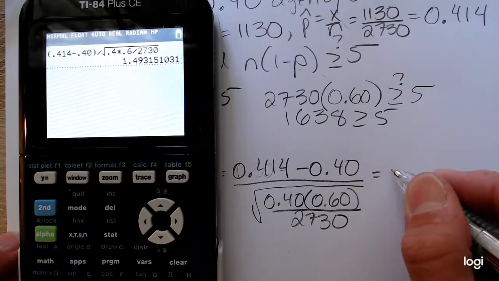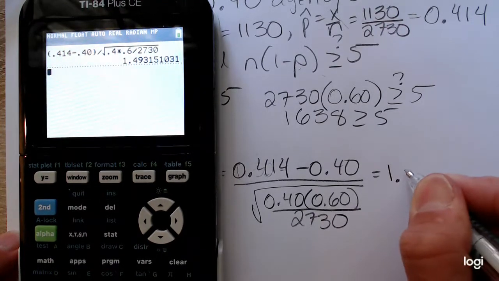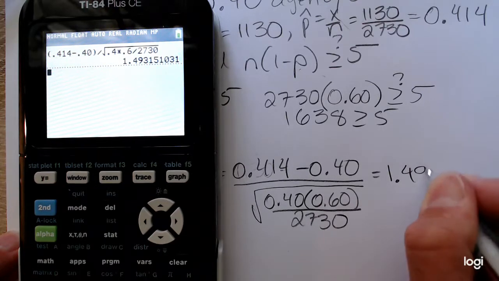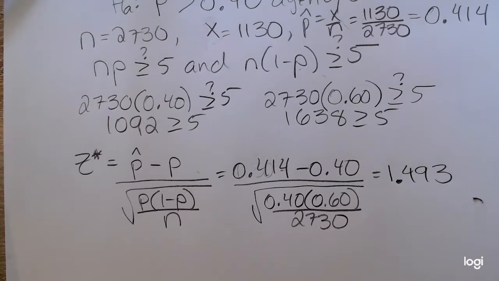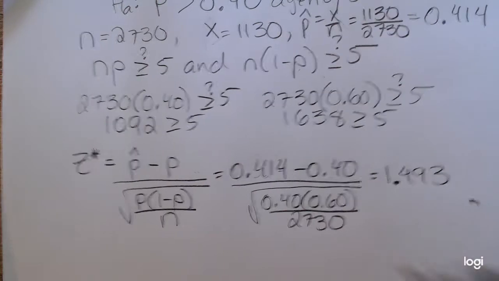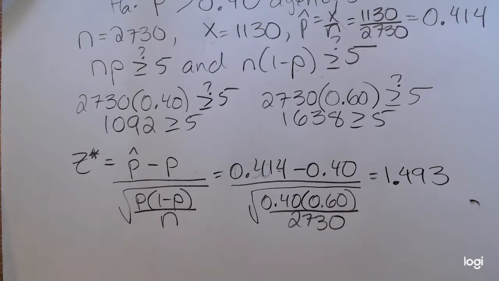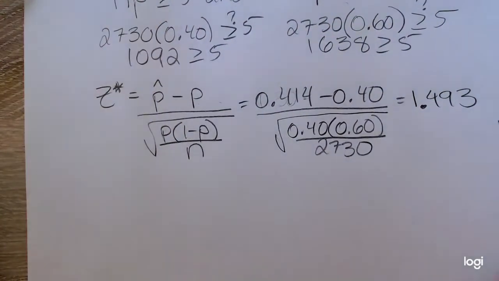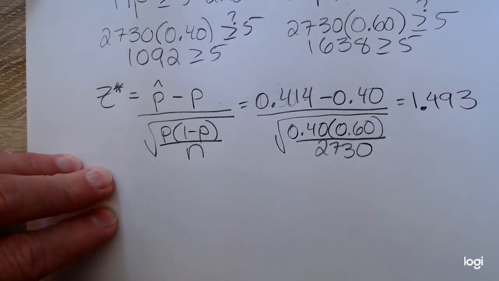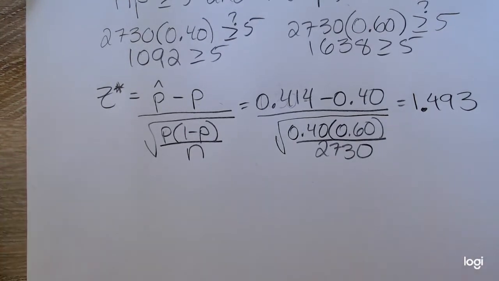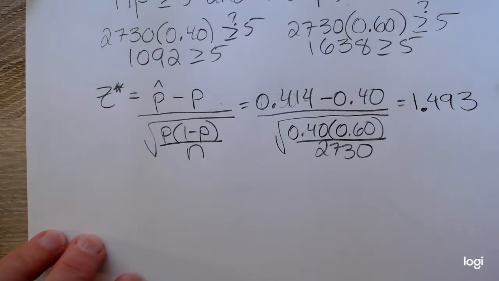So I get a standardized test statistic of about 1.493. So what we observe from the sample proportion is 1.493 standard deviations away from the middle of that standard normal distribution. Now, we're probably going to end up failing to reject the null, but to know for sure, we're going to need to find the critical value.